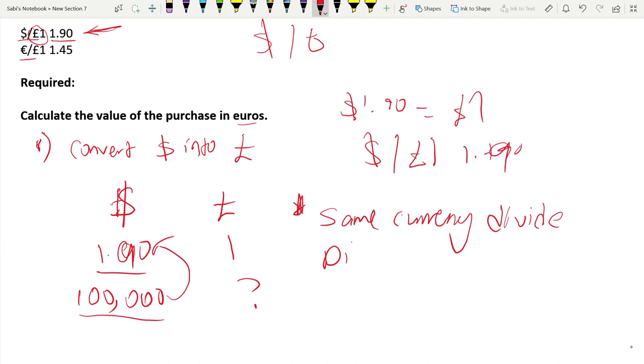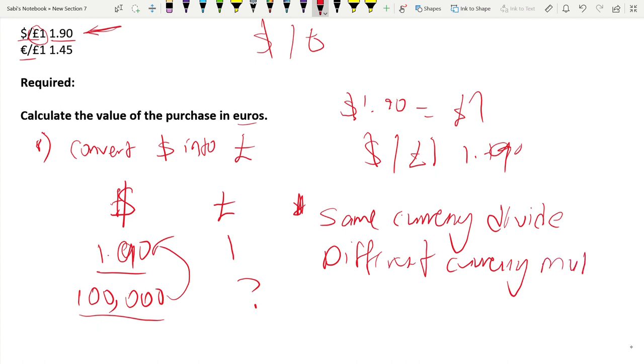Different currency. We'll have questions for that also, where we multiply. Don't worry, it's not always divide or not always multiply. Never assume it. Sometimes division, sometimes multiplication, depending on the currency. In this case, it is division.